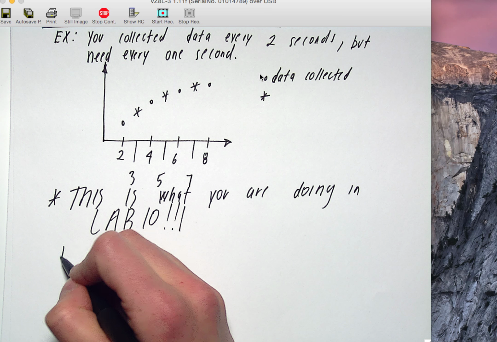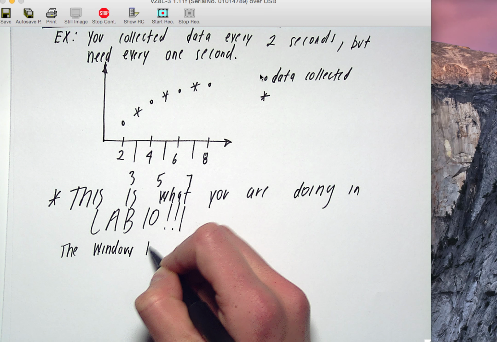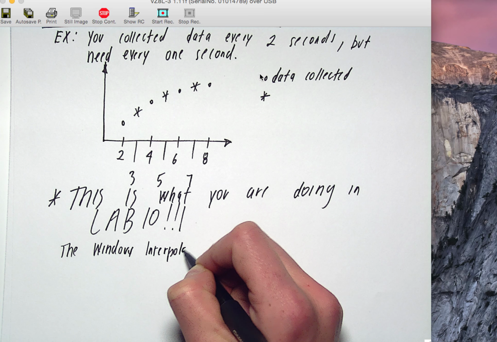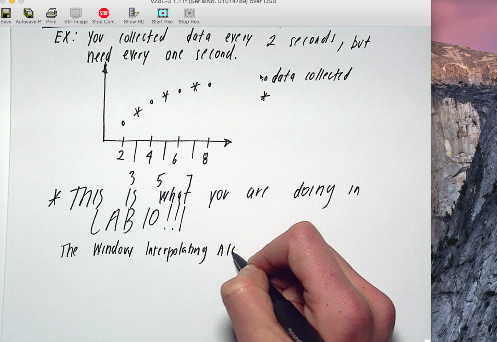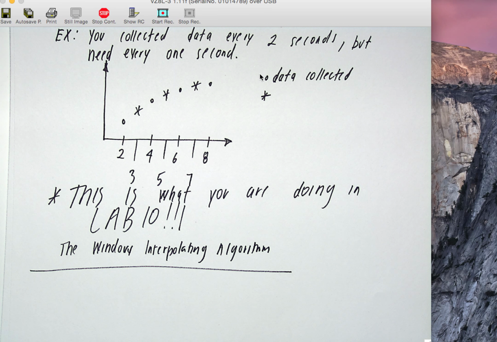So I don't know what it's called. I probably should, but I just call it the window interpolating algorithm. I think that I made that up, but you can try to Google it. Probably will anyway.